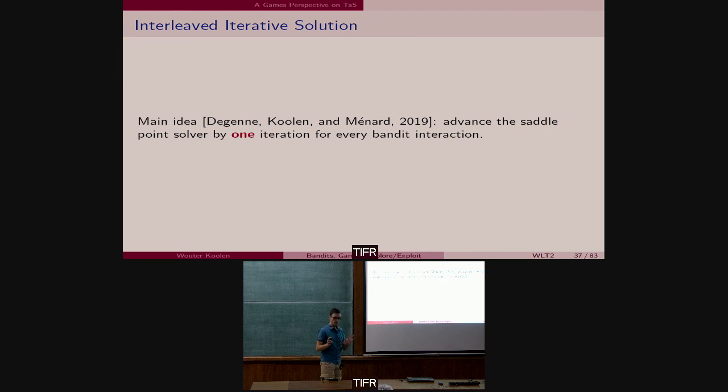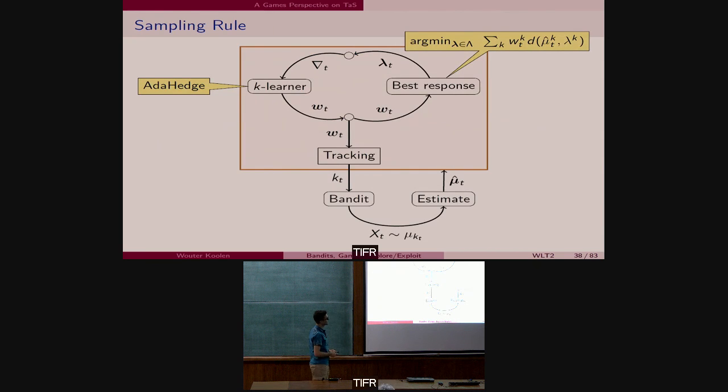And it turns out it's enough to do just one iteration for every bandit sampling step. So that's very nice, that you don't have to do batches. Okay, so we will advance the saddle point solver by one iteration for every bandit interaction.